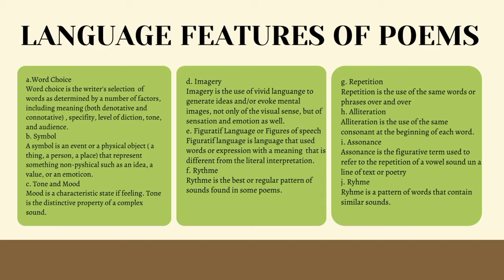Language features of poems. A. Word choice. Word choice is the writer's selection of words as determined by a number of factors, including meaning, both denotative and connotative, specificity, level of diction, tone, and audience. B. Symbol. A symbol is an event or physical object or a thing, a person, a place that represents something non-physical such as an idea, a value, or an emotion. C. Tone and mood. Mood is a characteristic state of feeling.